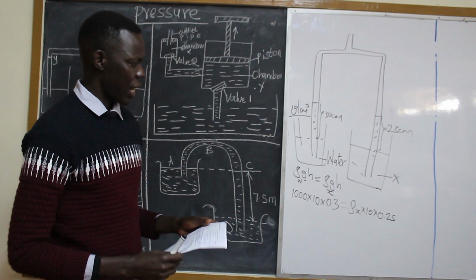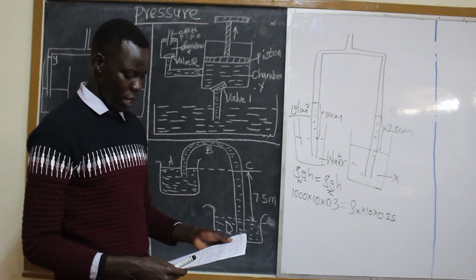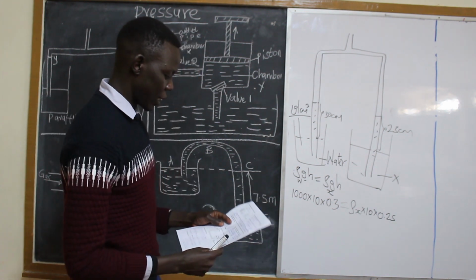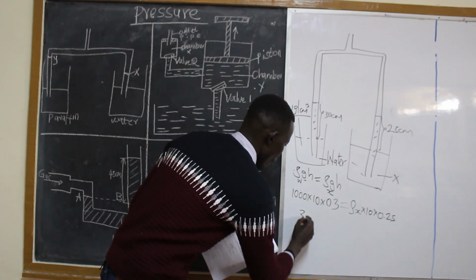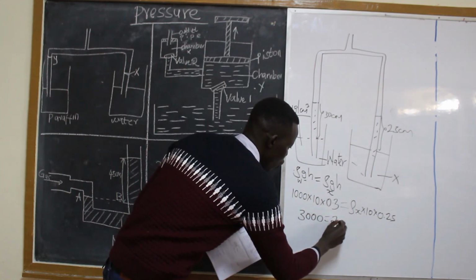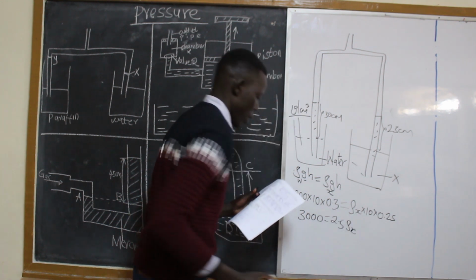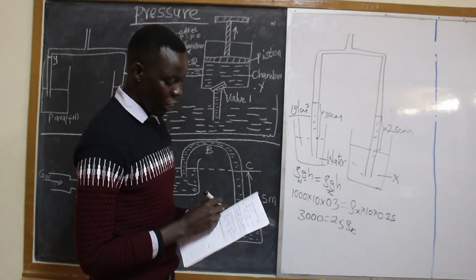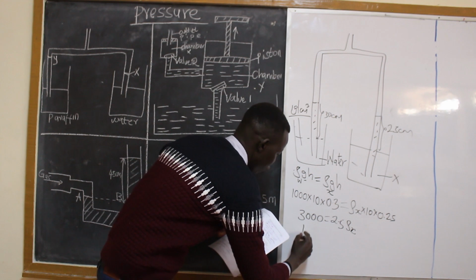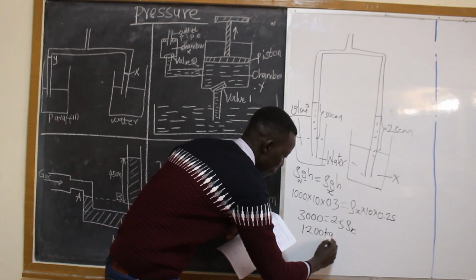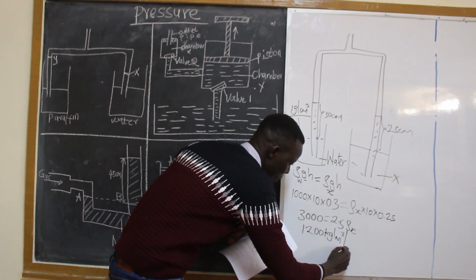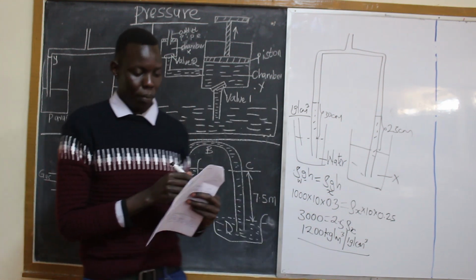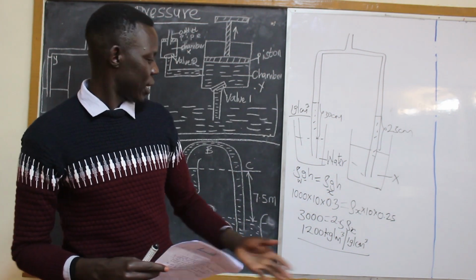From there, we no longer have physics, but mathematics. Work out the full value of this. You will realize that it is 3000. 3000 equals 2.5 rho X, or density of X. Then divide across by 2.5. You will have 1200 kilogram per meter cubed, which is the same as 1.2 gram per centimeter cubed. Any of the two qualifies to be the answer.